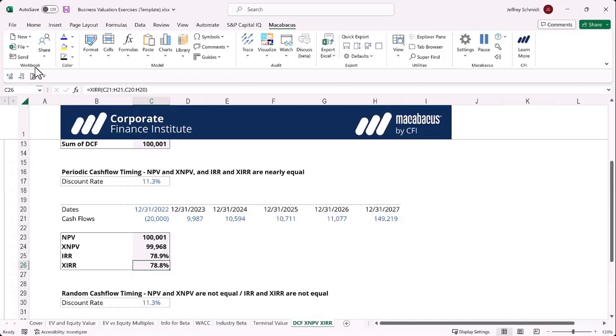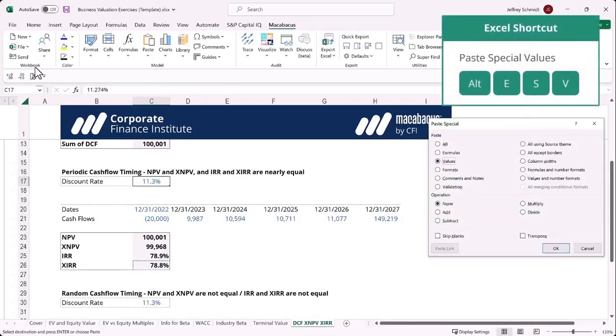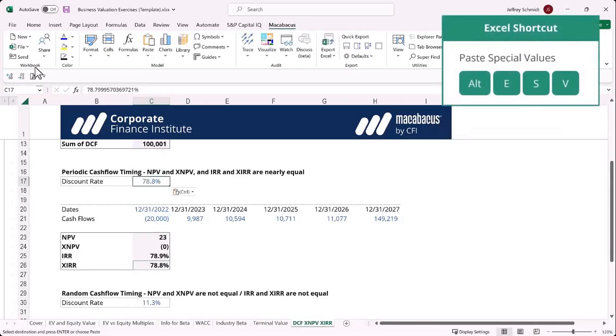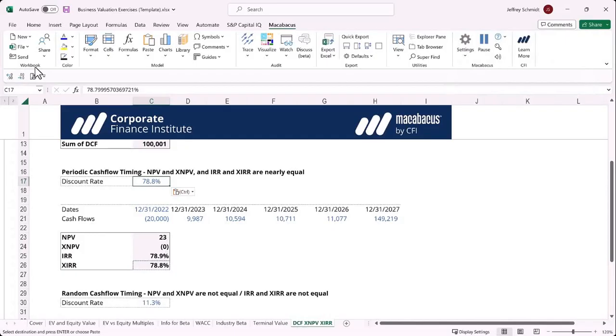So if I copy the XIRR and just paste as a value in our discount rate cell, you can see XNPV is 0. So 78.8% IRR does set XNPV to 0. Do Control Z to undo that, and we'll test IRR as well. So copy IRR, paste special values, Alt ESV, and you can see now NPV is set to 0. So the IRR calculations work perfectly.